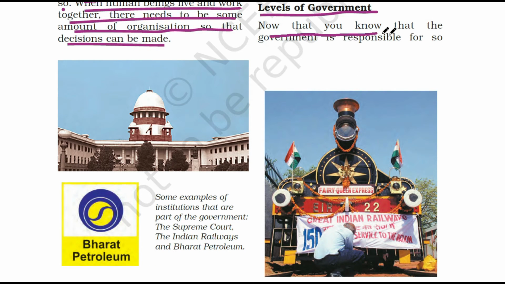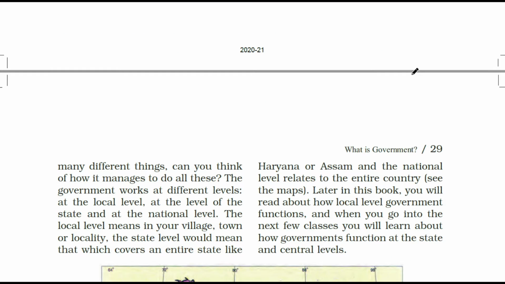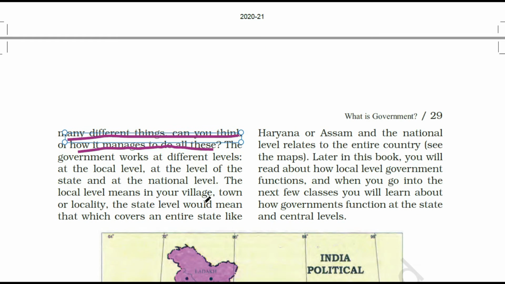So now that you know that the government is responsible for so many different things, can you think of how it manages to do all these? It's a huge task. You may be wondering how the government does all this. Who are the government? What do they do? How do they manage to do all this? Let's read further to find out more.